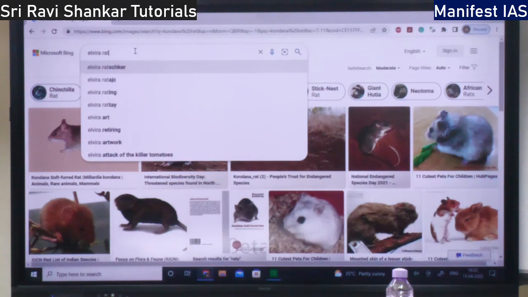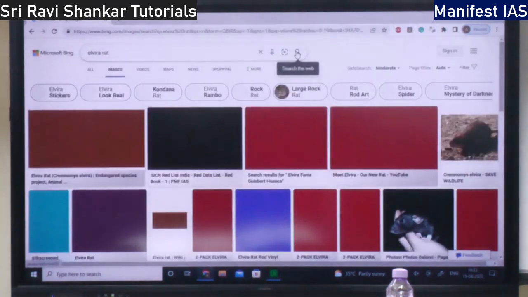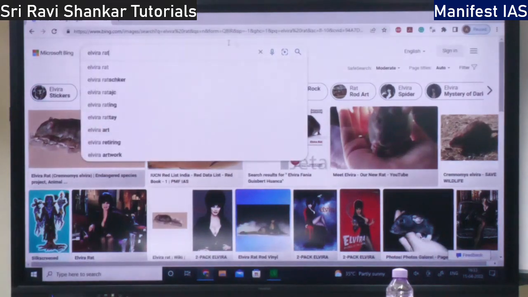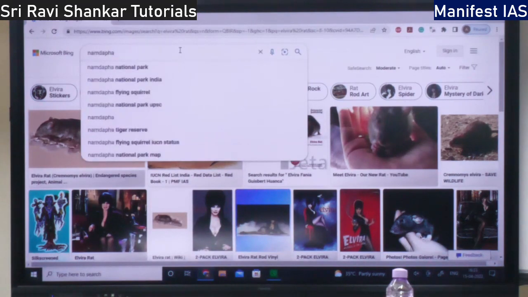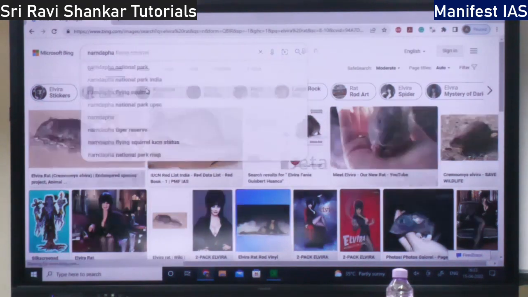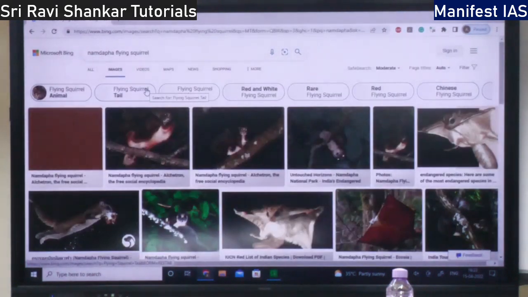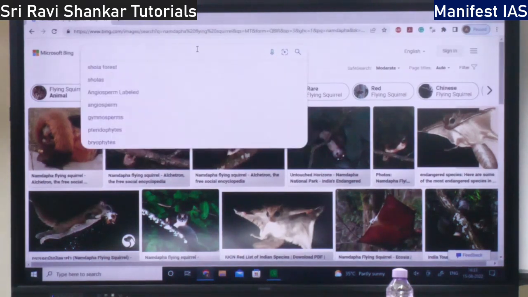Okay, Elvira rat is also critically endangered. This is an Elvira rat, which is critically endangered. Then you have the Namdapa flying squirrel. This is how a flying squirrel looks. That is also critically endangered. See, this is how it flies. It glides. It doesn't fly, it glides. Yes, like bats. So, Namdapa flying squirrel.